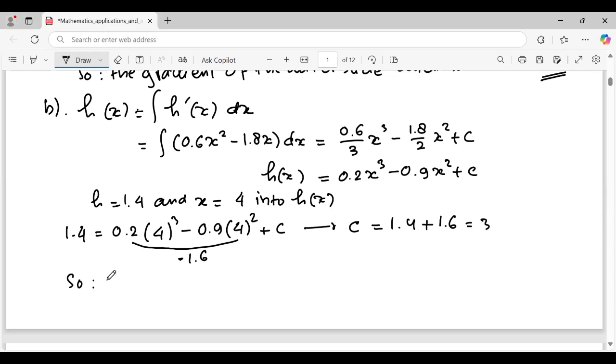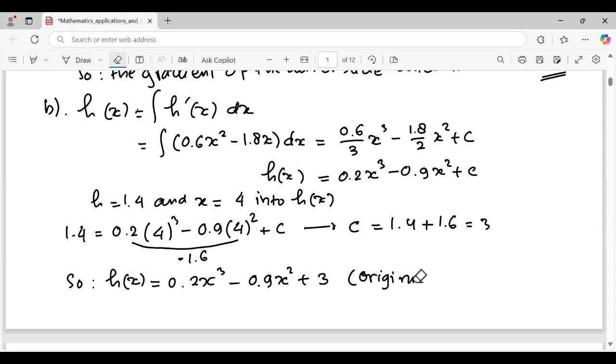So h(x) equals 0.2x cubed minus 0.9x squared plus 3. So this is the original design. Sorry, the original design. Because later we are going to find an updated design. Okay.